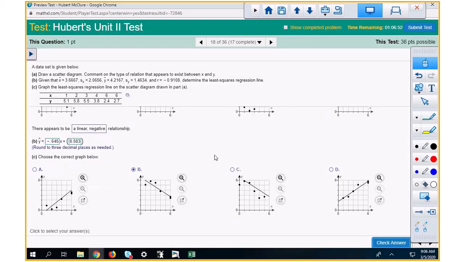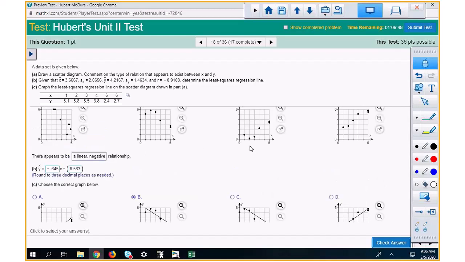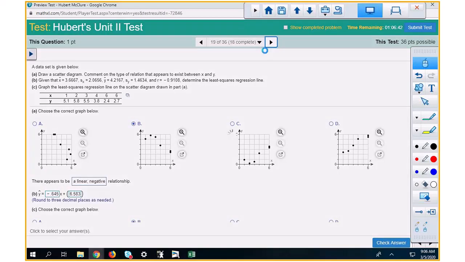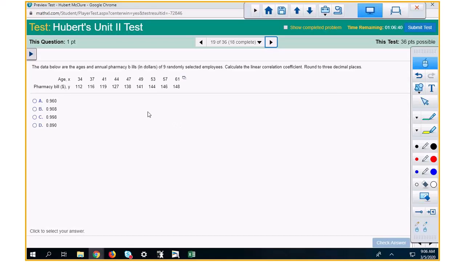And you can see I try to get the questions that don't ask for a bunch of stuff. That's all I care about right there. The only thing that's not on that one is R. Okay, the data below, calculate the linear correlation coefficient. So let's do that right quick. I'm going to do it on the Excel spreadsheet because it's quicker.